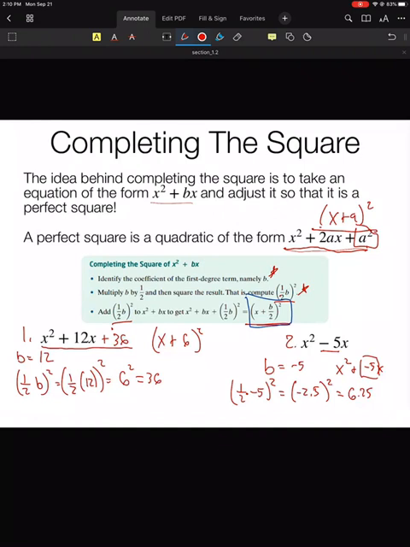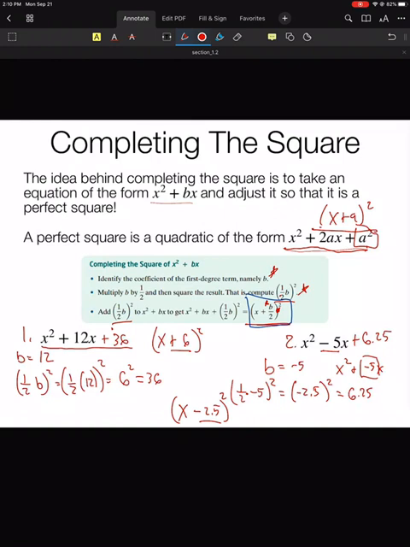So I add 6.25 to my original expression up here, and the perfect square becomes (x minus 2.5) squared. The number inside here, whether it's negative 2.5 or 6, is always going to be b over 2, which you can find right here. So that's completing the square, just as a concept.